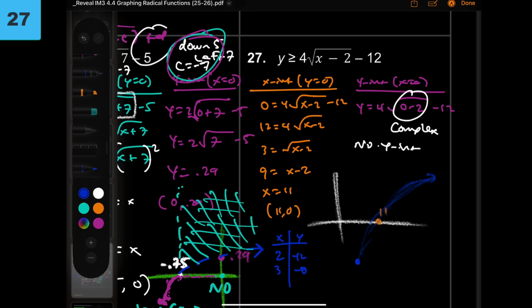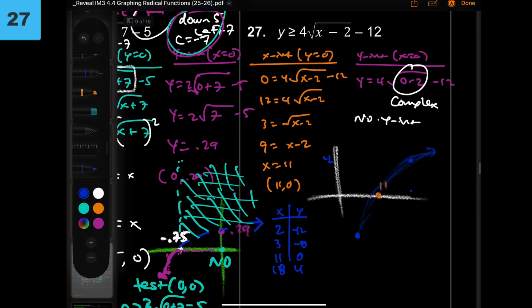And then you could put, I don't know, 11. Well, we already know what the answer is. 11 minus 2 is 9, square root is 3, 3 times 4 is 12, 12 minus 12 is 0. The same thing. Well, that's not going to be nice. But you get the idea. Maybe 18. 18 minus 2 is 16. Square root of 16 is 4. 4 times 4 is 16, 16 minus 12. So 18 and 4. So that gives you an idea.